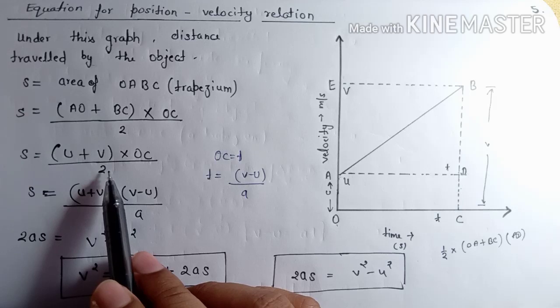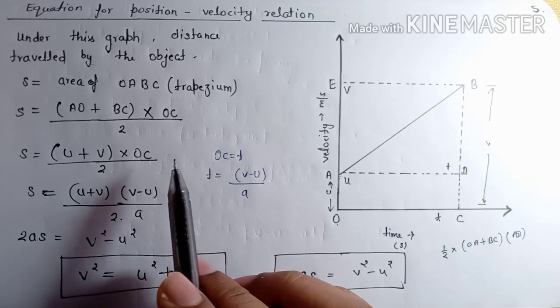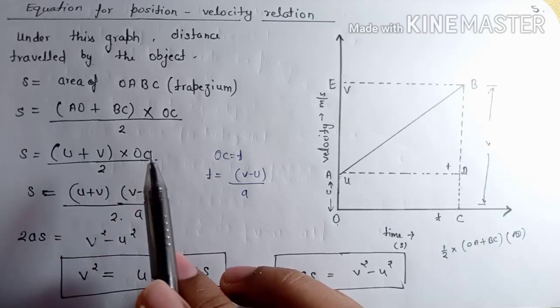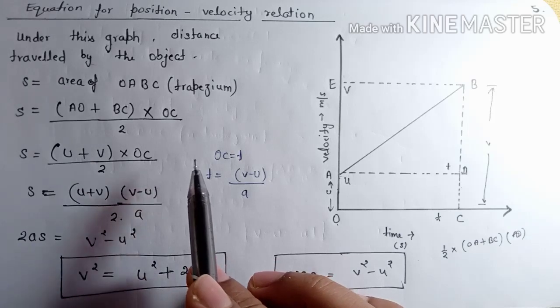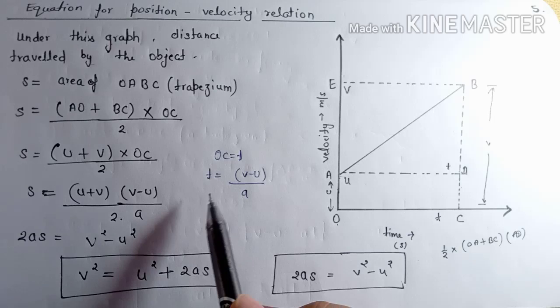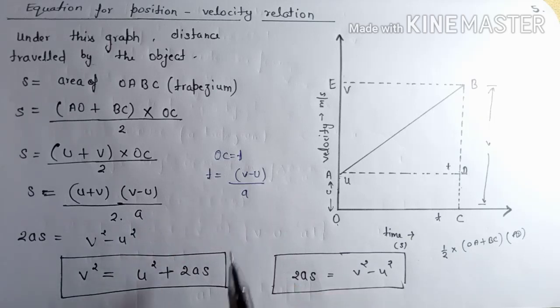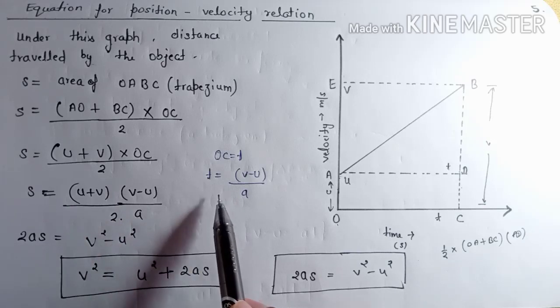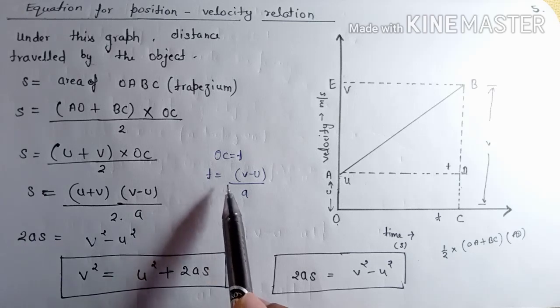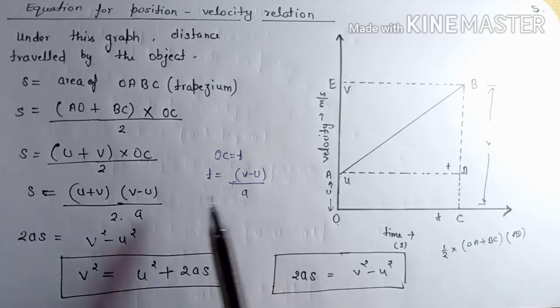Now we can do one thing here. From equation first, V is equal to U plus AT. If you calculate the value of T from the equation first, transpose your U first, then divide both sides by A, you will get T is equal to V minus U upon A. Put this value of T in this equation.